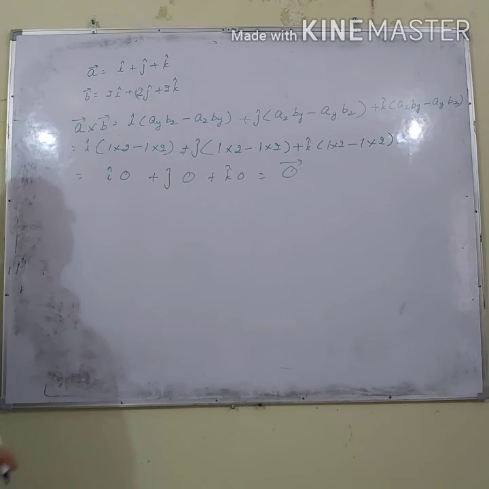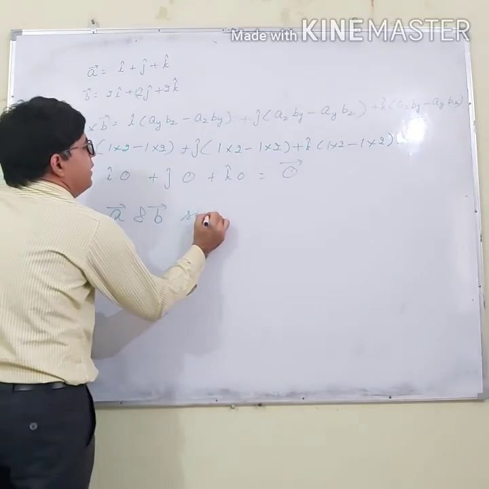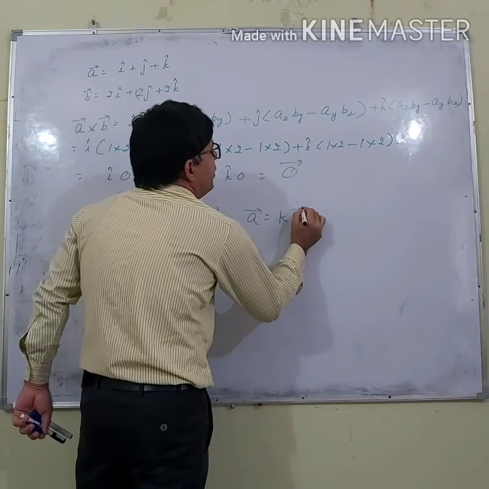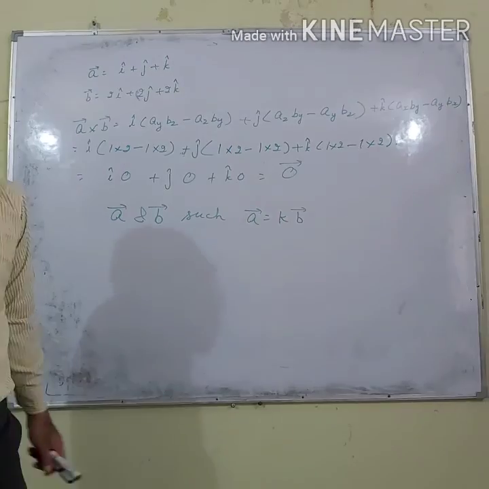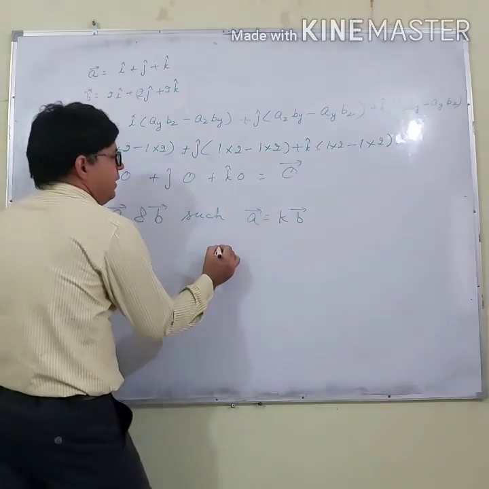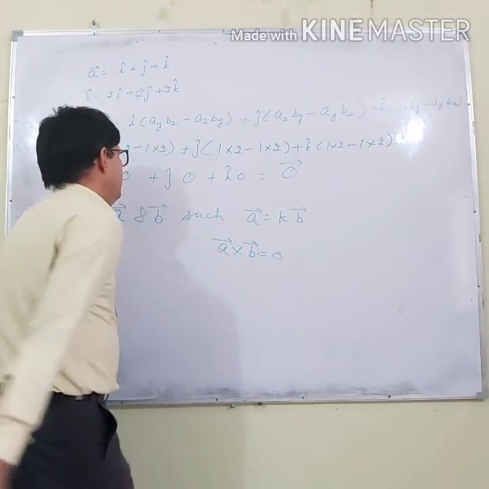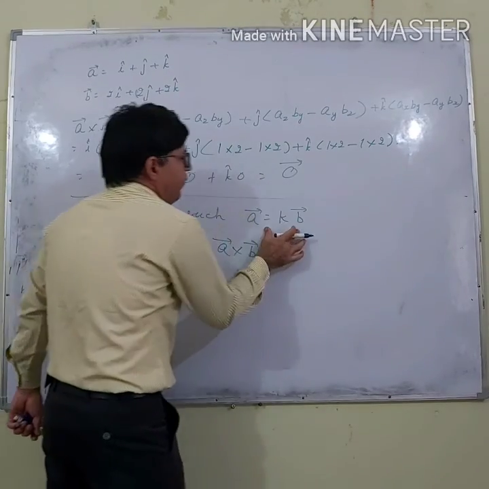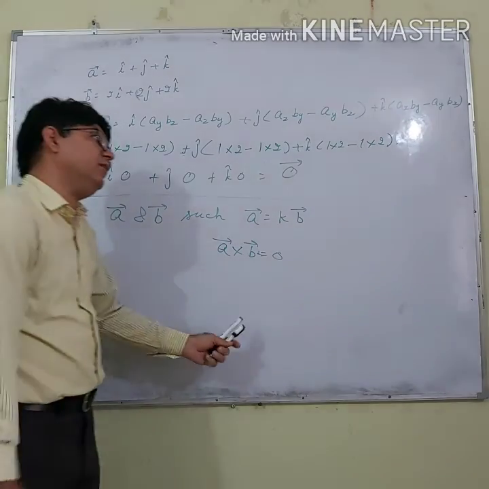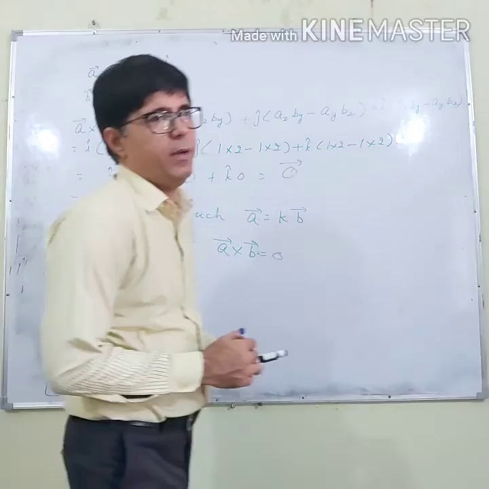So what you can say, if you are having vectors a and b such that vector a is k times vector b, where k can be any number, root 3, 2, 4, minus 1, minus 2, in that case you will have a cross b is 0. So whenever you find vectors are having this relation, you can write directly that a cross b is 0. Right? Because these are either parallel or anti-parallel vectors.